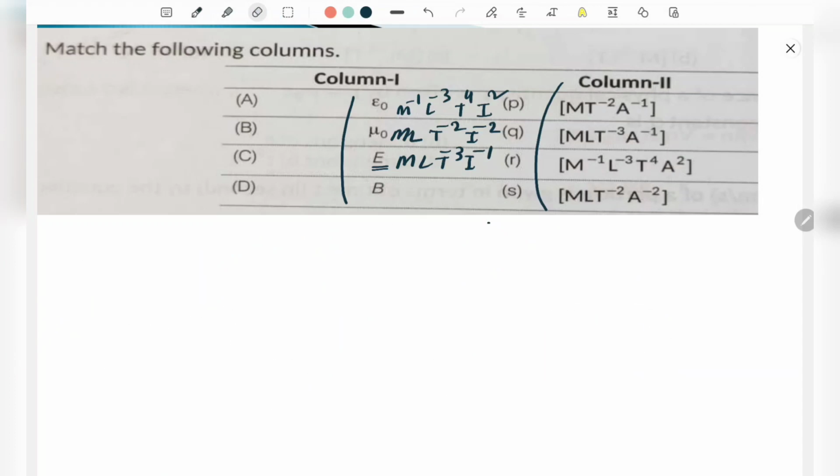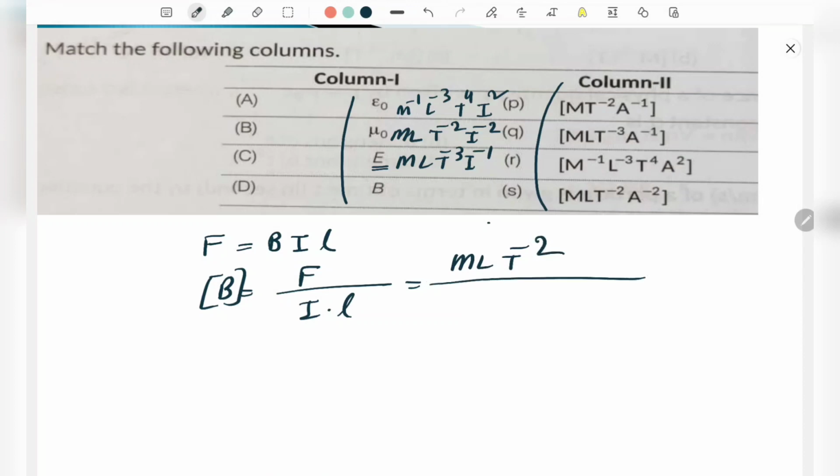Calculating for three of them will do, but still let me show you how to calculate the magnitude for B. The force due to the magnetic field B on a current carrying conductor per unit length, or for length L, is this. Therefore this has the dimension of force over current into length. We will learn about magnetic and electric field more in class 12, so there is nothing to worry about. It becomes M T to the minus 2 I inverse.